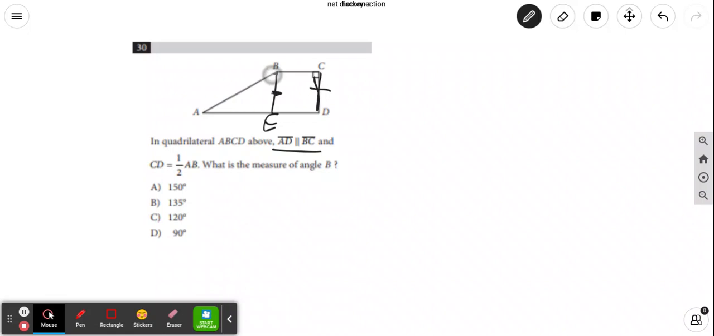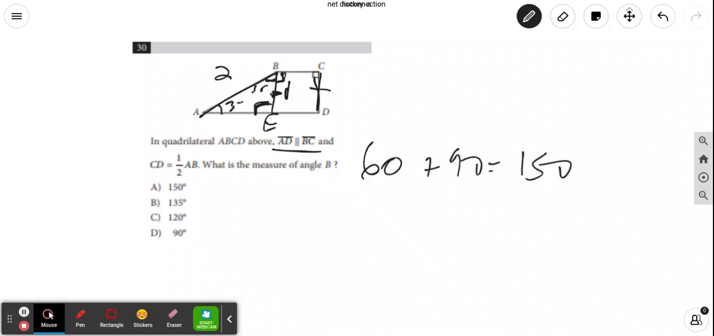And then CD is 1/2 of AB. So if this is 1, this is 2. Okay, you guys can pretty much already see it. This is a right angle here because they're parallel. So this is a special 30-60-90 triangle. So it's asking for the one opening up to this face, which is 30 degrees. This one is 60 degrees, and then you already know this is 90 degrees here. So you get 60 plus 90, and this should equal 150 right there.